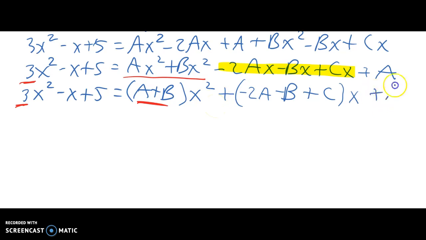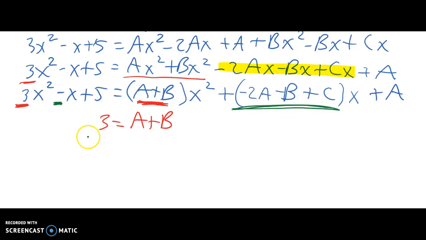And then plus a. Now I already have it underlined over here. Everything's set up the way I wanted to. So 3 is equal to the a plus b, because that's both what's the coefficient of x squared. This is an equal sign. These have to be equal. Okay, another one then. This right here, which is a negative 1, has to be equal to the negative 2a minus b plus c. So negative 1 equals negative 2a minus b plus c.